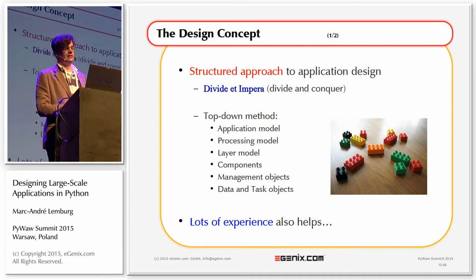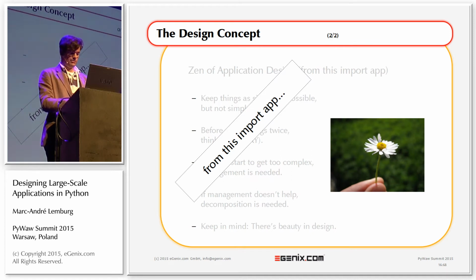So there are two things in this design concept. One is that you use a structured approach. You use what is called divide et impera in computer science. You try to solve a problem by dividing it into smaller pieces until you have manageable size pieces, and then you solve those little pieces, put everything together again, and you've solved your big problem. So this is one of the ways to do it. And because trying to make these divisions is not necessarily easy, you have to add some extra sauce to make things easier.